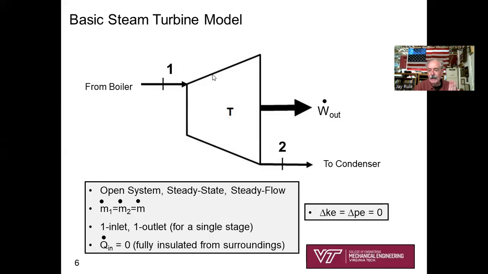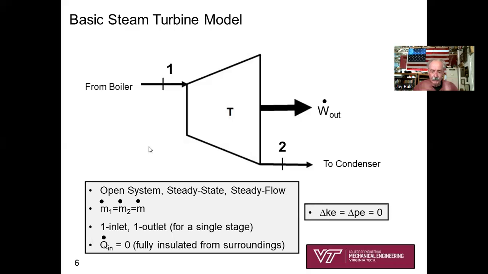I'm not showing Q dot, am I? That's because the turbine is fully insulated. So on this sketch, I'm not showing Q dot in at all. I am showing W dot out. Turbine is producing power going in at state 1 and out at state 2.